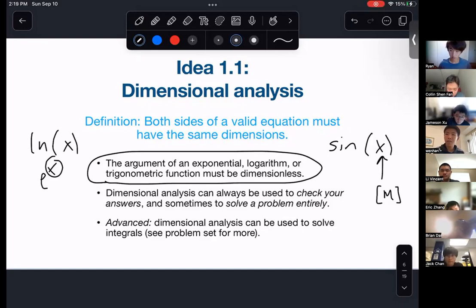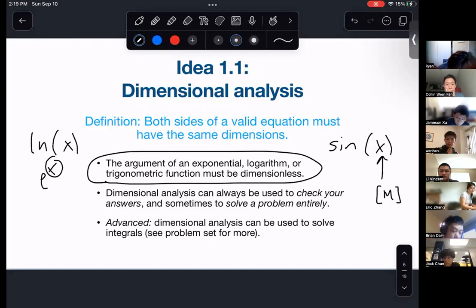In the same vein, dimensional analysis can always be used to check your answers and can sometimes be used to solve a problem entirely. And I'll give you an example of that on the next slide. And something more advanced is that dimensional analysis can be used to solve integrals, but you can look at the problem set for more about that.